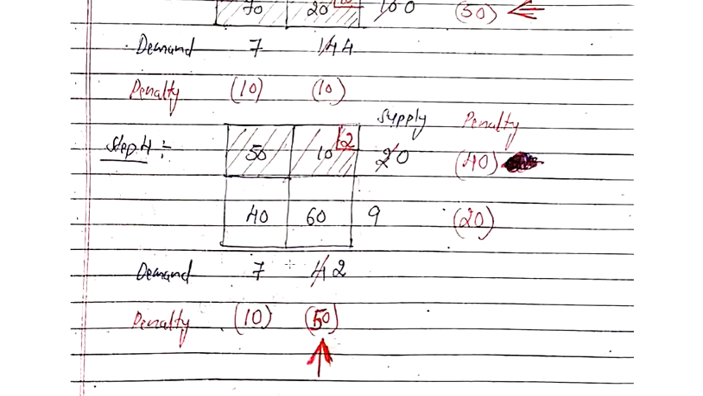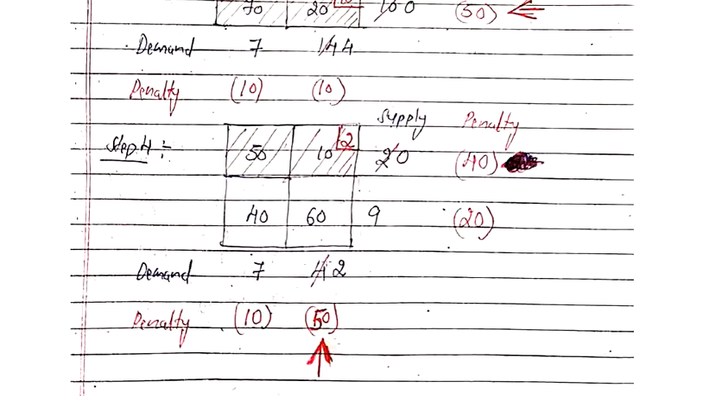Out of these penalty costs, 10, 50, 40 and 20, which is the highest penalty cost? That I have to select. Here I have got 50 as the highest penalty. Just consider that particular column, and in that column, which is the minimum cost? 60 and 10, so 10 is the minimum cost in that column. Just allocate to that particular cell.